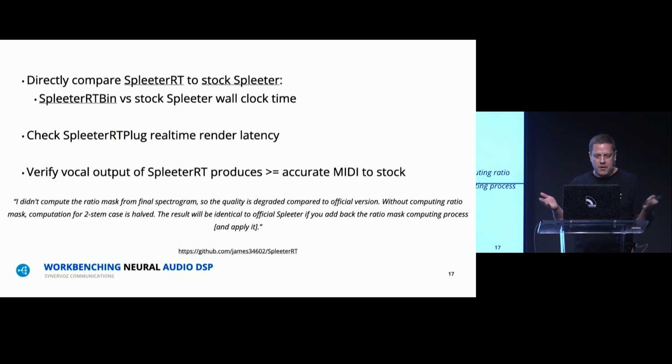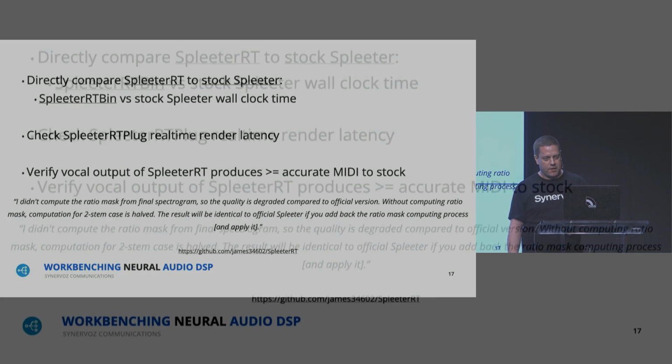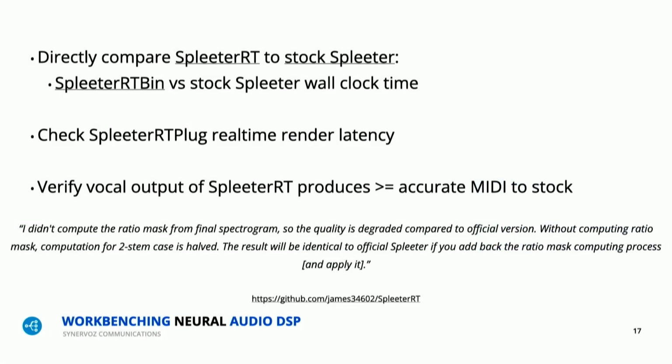So this is what we tried to do with Splitter RT. We wanted to compare the wall clock time against stock Splitter. It's about 7x speed up. There's a plugin version of Splitter RT as well, and check the real-time render latency of that. And most importantly, ensure that the MIDI output a little bit down the line is equally accurate to the stock.